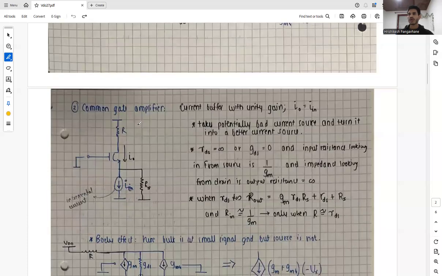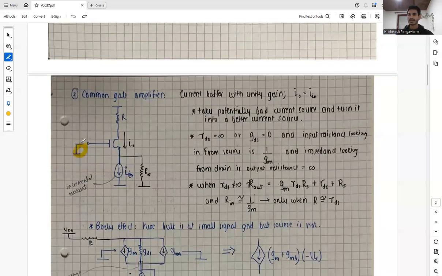So now let's come to our common gate amplifier, where the gate is grounded and the input is given as a current source at the source terminal, and the output is nothing but IO flowing from the drain terminal. What this configuration does is basically it acts as a current buffer with a unity gain, and that's why we say that the IO flowing from the drain equals the incremental current IN. So basically, it takes a potentially bad current source and turns it into a better current source.